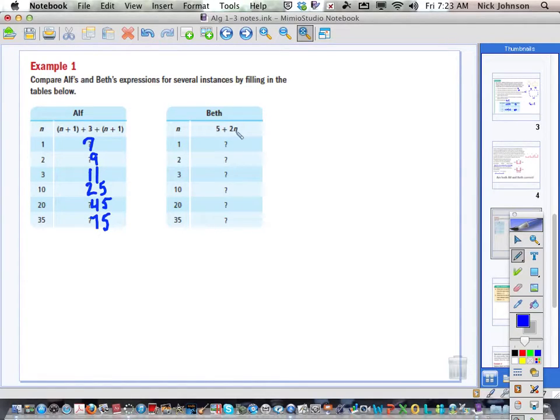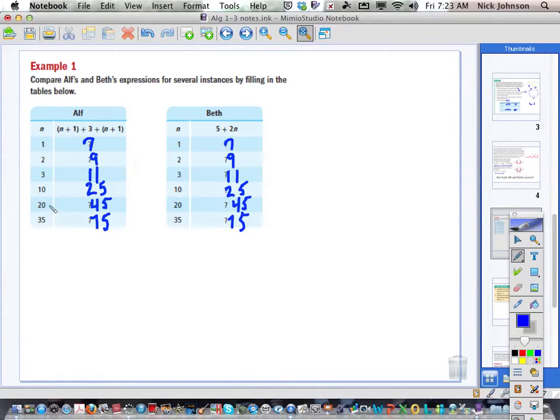If I put 1 in here, 2 times 1 is 2, plus 5 is 7. 2 in here, 4 plus 5 is 9. 3 in here, 2 times 3 is 6, plus 5 is 11. 10, you got 20 plus 5 is 25. Put 20 in there. 2 times 20 is 40, plus 5 is 45. Put 35 in there. 2 times 35 is 70, plus 5 is 75.